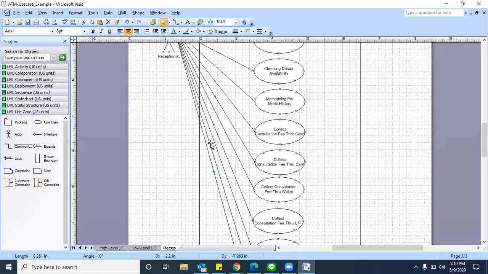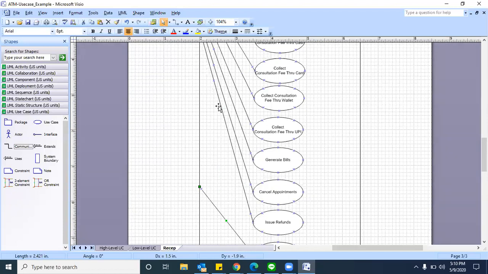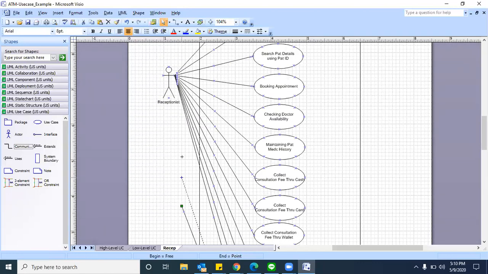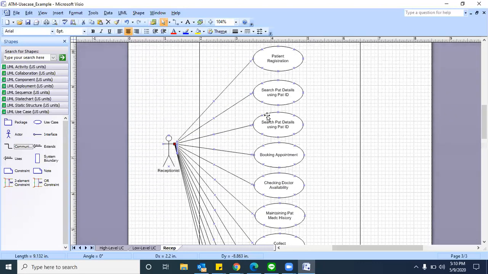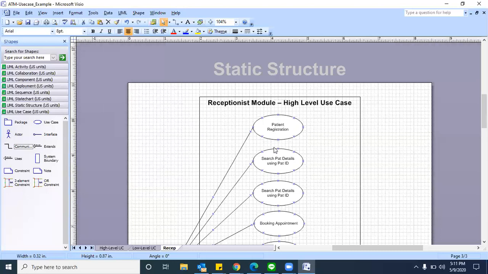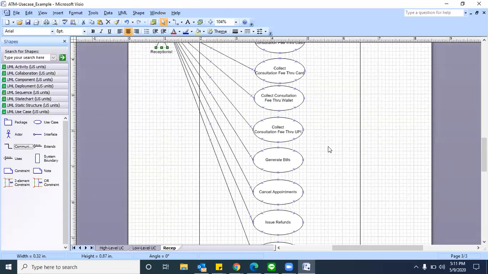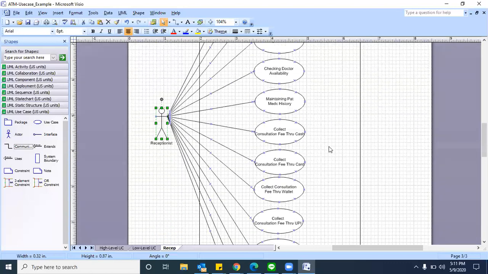Sir, now we understood. Can we take the receptionist in the middle as well, just to have good looking lines? Next time, what we will do is write all the use cases first in the box, and based on that, we will fit the actor in the middle. Now as well you can move it. See, once you get the red color, you can move it anywhere. That's great. See, already it is merged. Now it is clear, it's looking great.